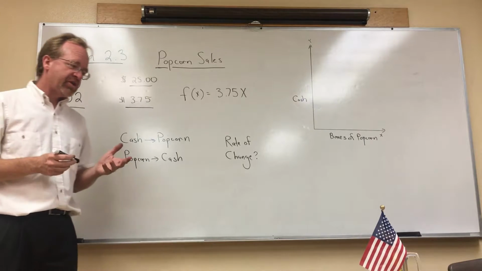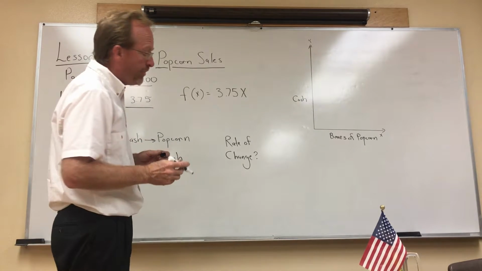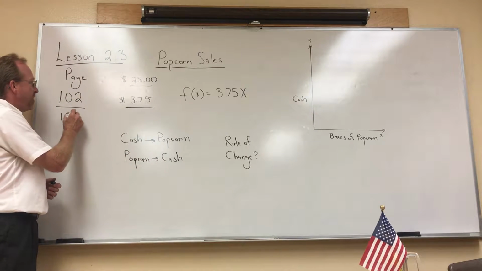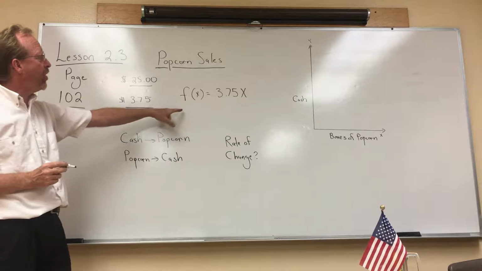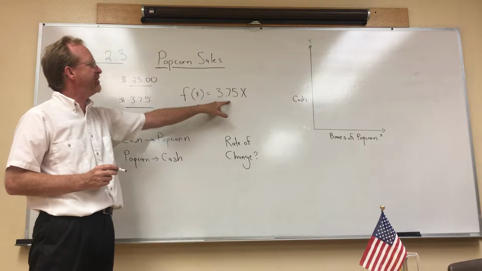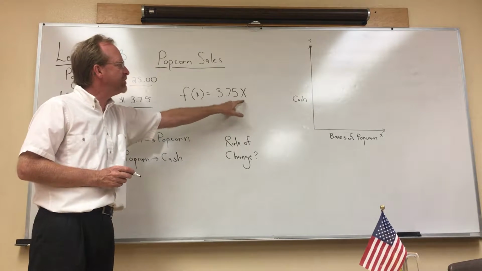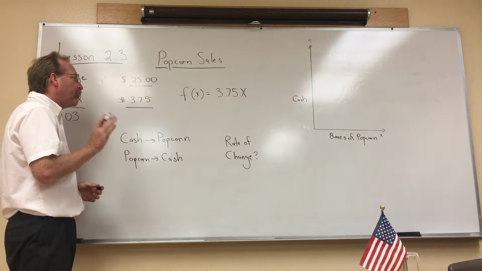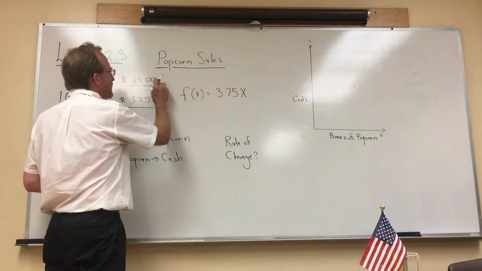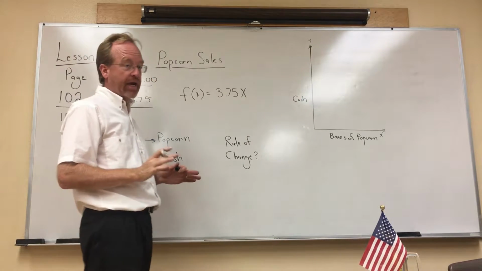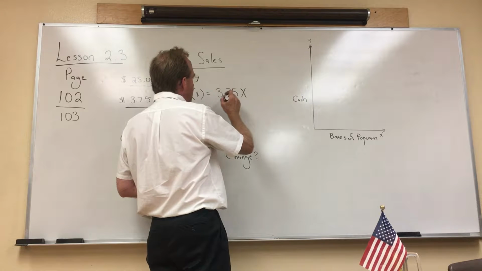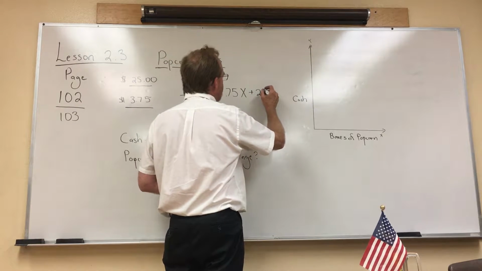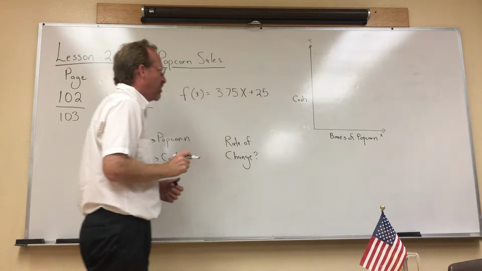So the next page, I'm sorry, page 103, they're asking you to create a function. And you might be tempted to immediately think to yourself, okay, f(x) = 3.75 times x, and the x represents the number of popcorn boxes that the kid sells. Well, don't forget, every kid starts off with $25 in their account. So you really want to be thinking 3.75x + 25, okay? Because that's the starting point.